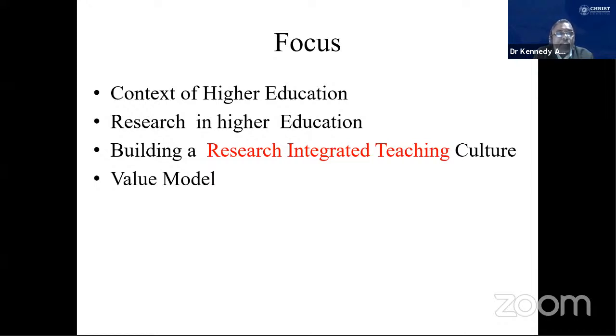So I'm trying to map the whole presentation into these 4 points. One is the context of higher education, what's happening, and why it is important that we are discussing research-integrated teaching today.